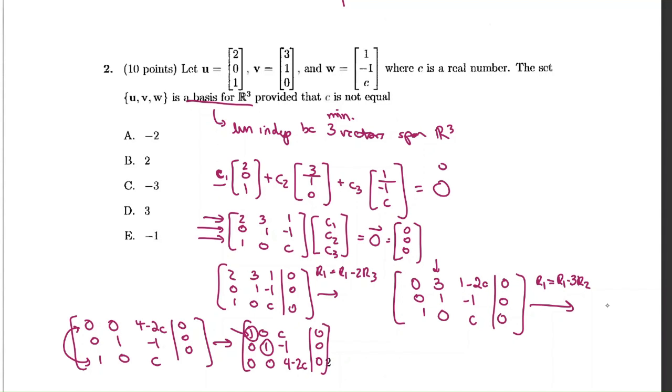But we know that if we want this to be linearly independent, then this final C3 variable has to be equal to 0. And if it's not 0, then that means that this set is not linearly independent. And so this cannot be 0 if we want a basis for R3, because that means that these three vectors are not linearly independent. If that's the case, then c cannot be equal to 2. And so our answer is 2. And this is just a test for linear independence that we've done in this row reduction process.